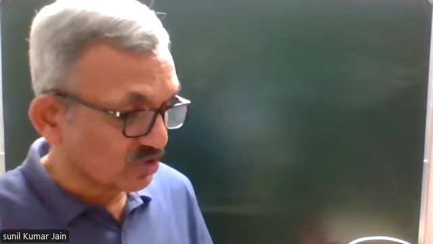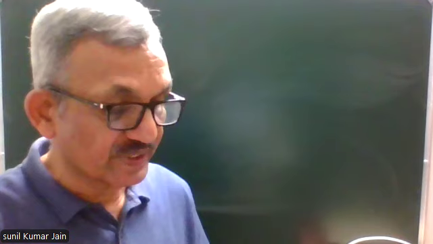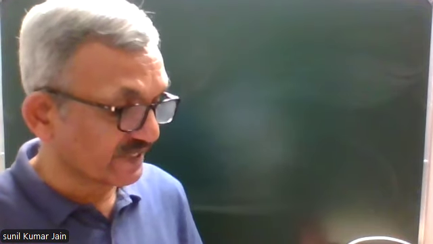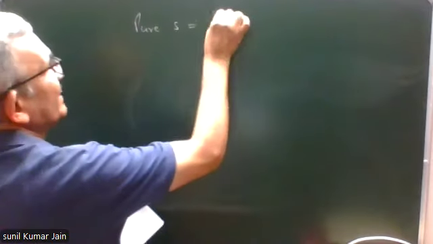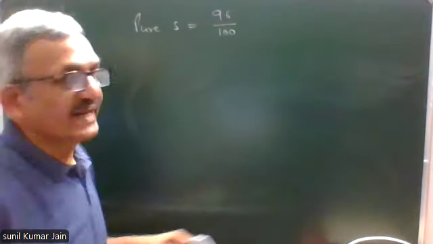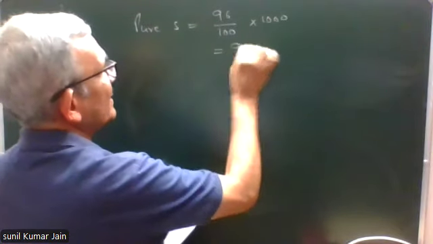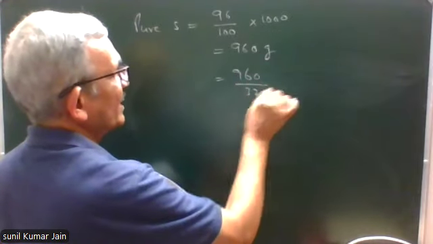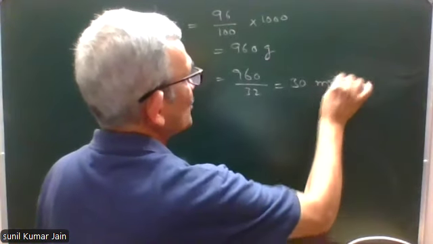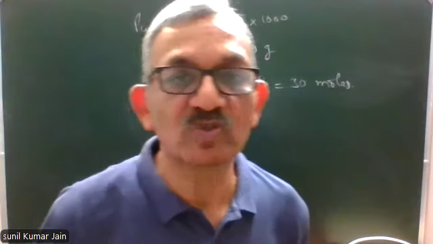Air contains 21% oxygen by volume. Calculate the volume of air at STP required to burn 1 kilogram of sulfur to sulfur dioxide. Sulfur contains 4% incombustible matter. It means pure sulfur is 96%. 96% of 1 kilogram will be 960 grams. 960 grams divided by atomic weight 32 is 30 moles. Right? So 1 kilogram of impure sulfur contains 30 moles of pure sulfur.